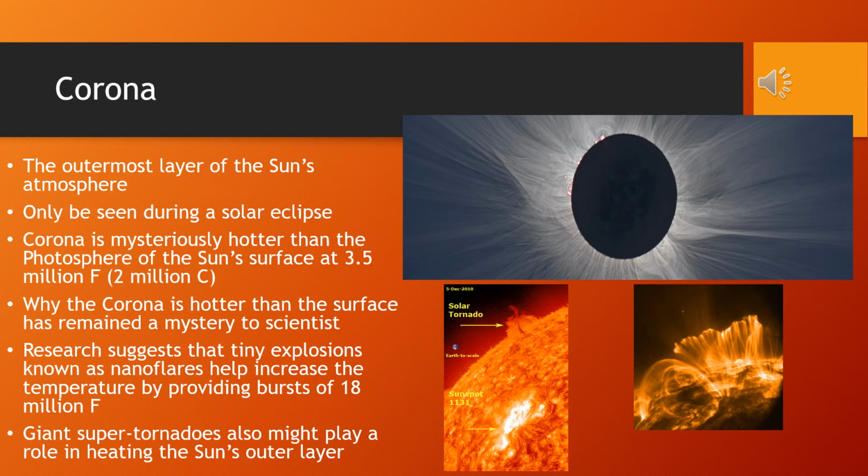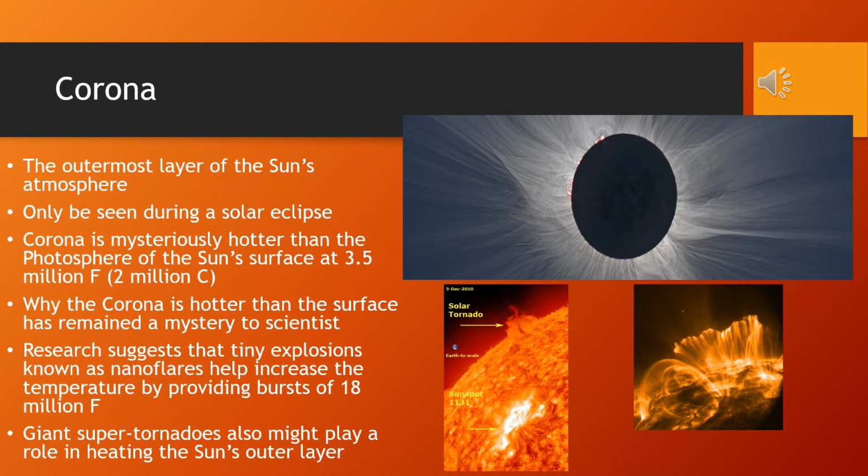The corona is the outermost layer of the sun's atmosphere and also probably the most interesting layer. It can only be seen during a solar eclipse, but I say it's the most interesting layer because it's mysteriously hotter than the photosphere, the sun's surface. It's at 3.5 million degrees Fahrenheit. Why the corona is hotter than the surface is a mystery to scientists today.